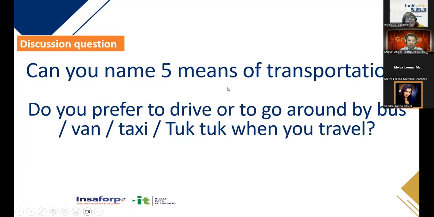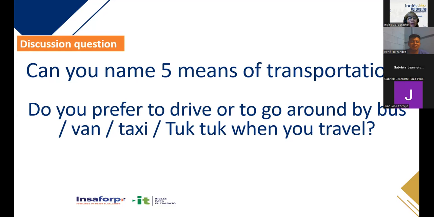Okay, can you name five means of transportation in English? Can you tell me five means of transportation in English? Taxi. Number one. Donkey. No, donkey no. Train station. Airport, no. It's a place. But it's transportation. Means of transportation. Train. Bicycle and motorcycle. Train. Horse. Well, we can include horse. Okay, you already said the five.